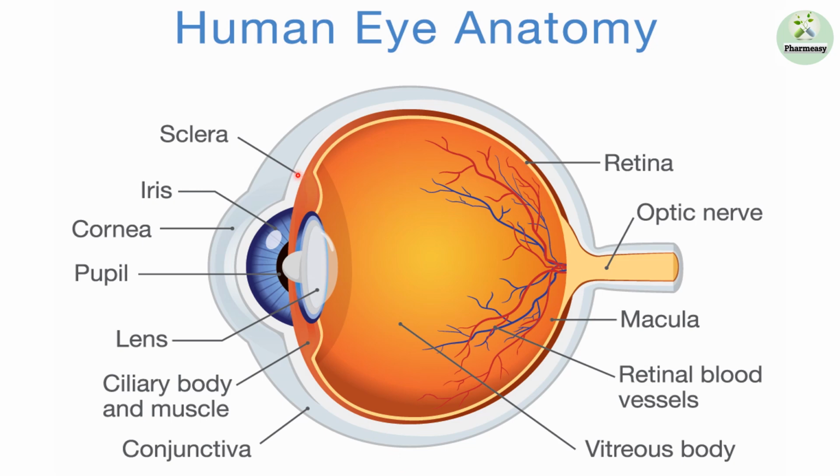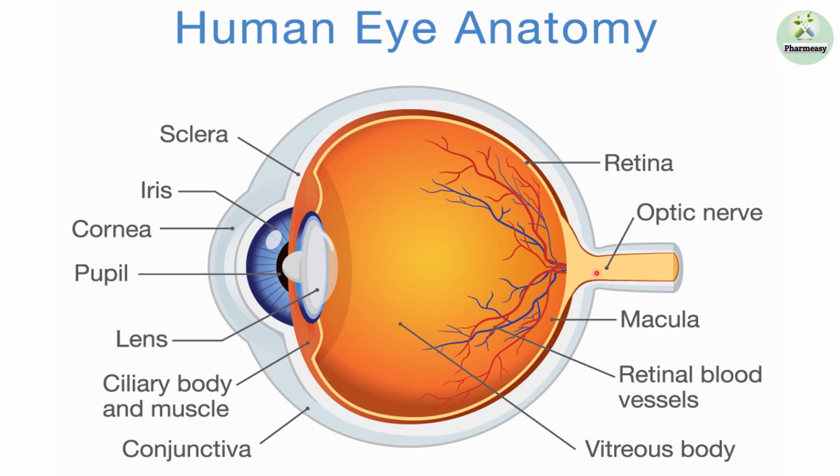It represents whitish layer, sclera. Outer transparent layer, cornea. Its visible colored ring, iris. Middle part, pupil. Its convex lens. Ciliary body, and outer layer conjunctiva. This is the innermost layer of eye, retina, where images are formed.